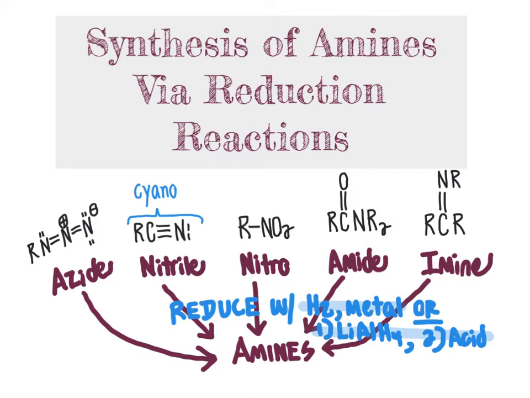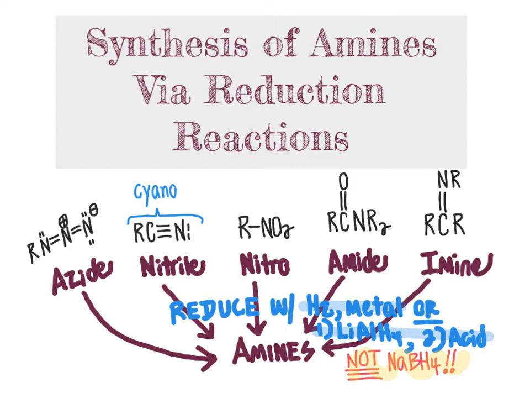Now, one question that may be simmering in your mind is we've talked previously about 3 main reducing agents: hydrogen with metal, lithium aluminum hydride with acid, and then the third type of reducing agent that we talked about was sodium borohydride. In this particular case, sodium borohydride will not work. It is not a strong enough reducing agent to enable the reduction of any of these types of functional groups to yield amine products. And so as you're going through these and designing syntheses, be aware that you will not be able to use sodium borohydride as your reducing agent.